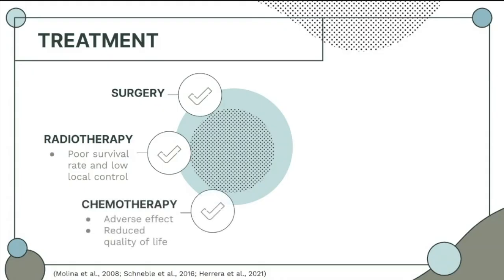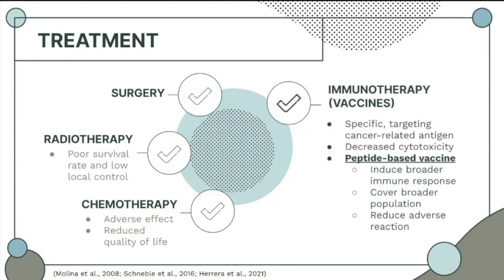Then next one is chemotherapy. It is a systemic treatment injected into the patient. However, there are risks associated with chemotherapy, such as unknown adverse effects and reduced quality of life. And finally, immunotherapy. Immunotherapy is a specific treatment that helps your immune system to target and kill the cancer. Moreover, cancer vaccines are reported to decrease cytotoxicity.